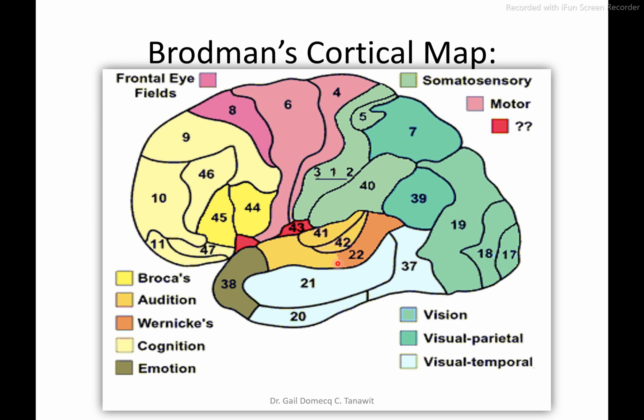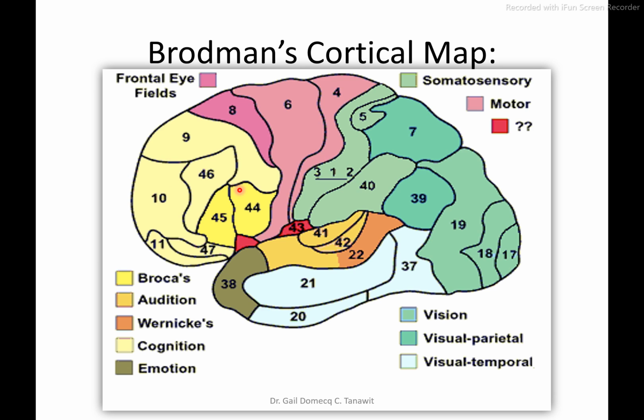So this is the Brodmann's cortical map. Okay, so this would be your central sulcus. Everything in front of that would be the motor. So area 4, area 6, so even numbers 4, 6, 8, okay, would be the motor. The sensory would be your 3, 1, 2. So let me correct myself for that.